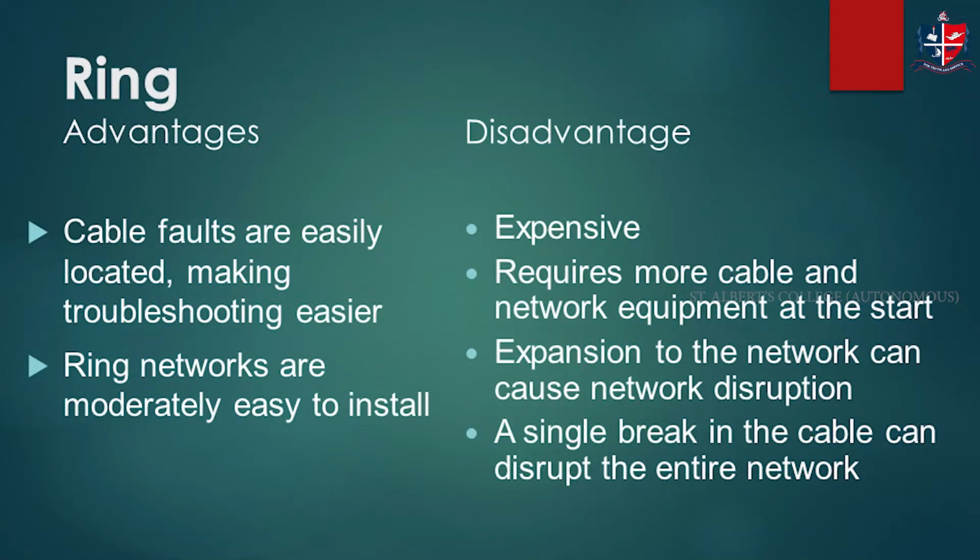If something happens to the network, we can easily identify that position and troubleshoot the issue. The disadvantage is that it is expensive compared to bus topology, it requires more cable and network equipment, and expansion of the network can cause network disruption. A single break in the cable can disturb the entire system. If something happens at some point of the network cable, it will disturb the entire system.